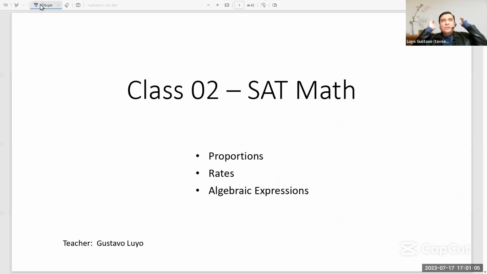What are we going to see today? Three topics. The first is proportions, a special type of proportions questions that I will illustrate at the beginning, then rates, and then some questions involving algebraic expressions. All right? So let's begin.